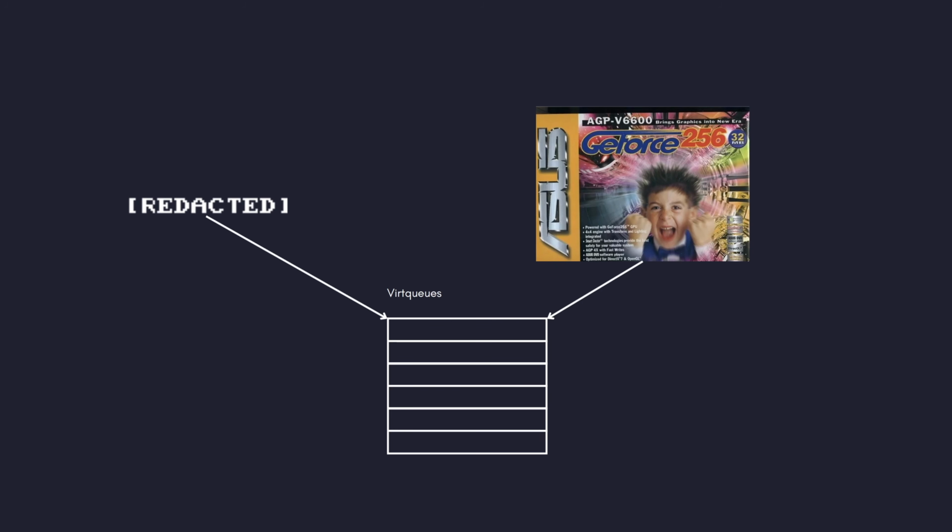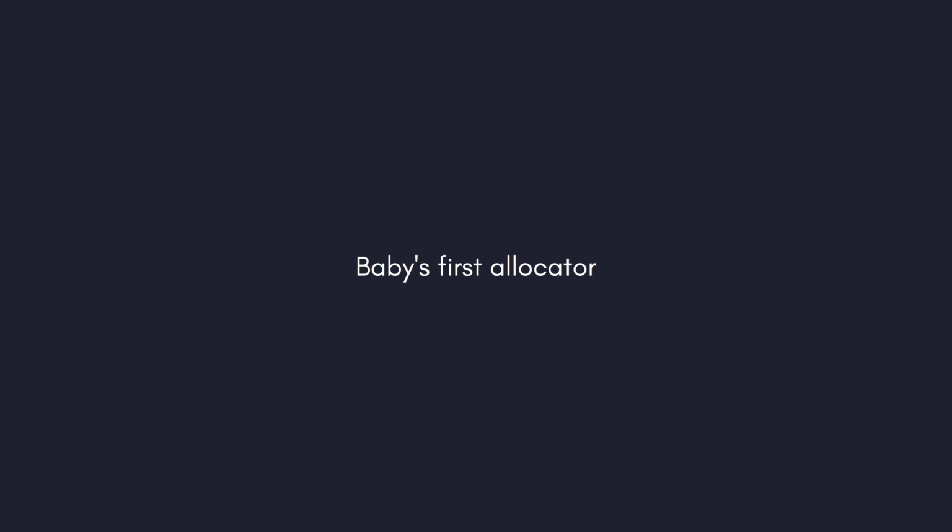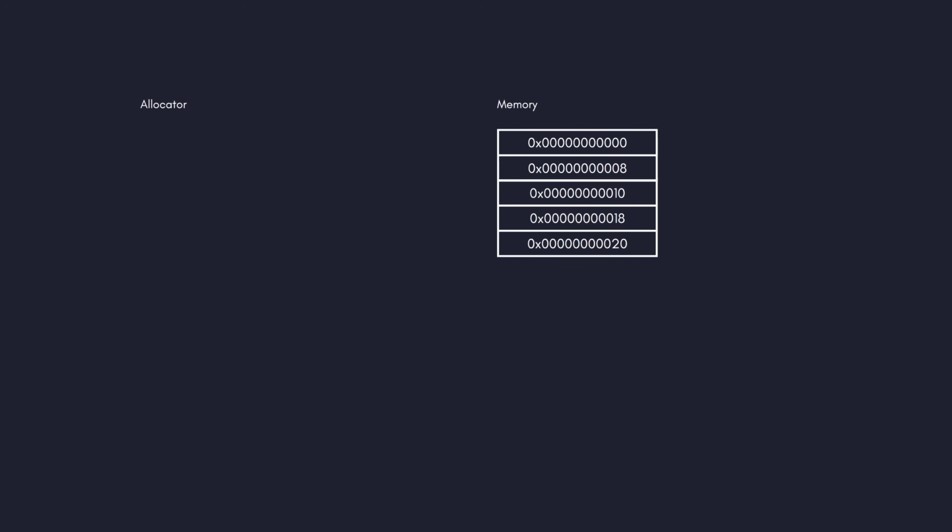However, to do that, we're going to have to decide where these vert queues sit in our memory. And to do that, we're going to need an allocator. So we want to keep it simple for our first allocator. Essentially, what we're going to do is have some place in memory set aside to then give out to whoever requests it.